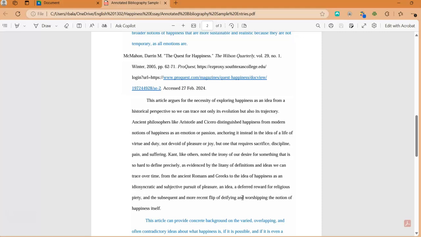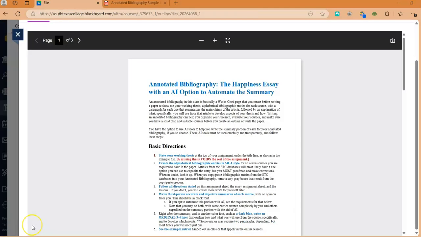But this is what an annotated bibliography is, and the next thing I want to show you is how to automate it and how to cite that. So give me a moment to kind of switch gears and bring a few other things to the screen.